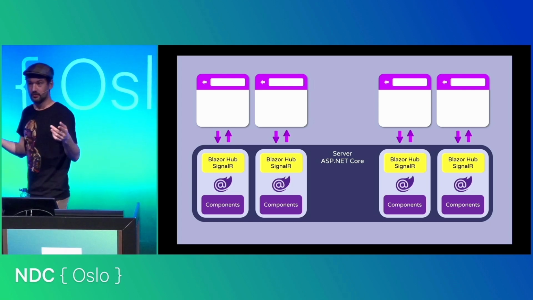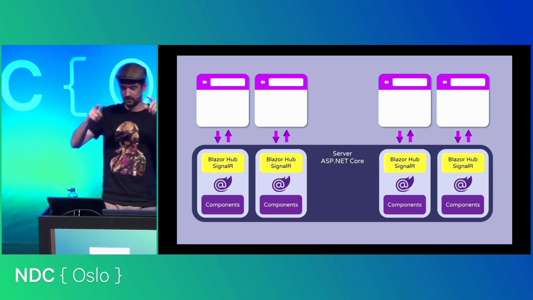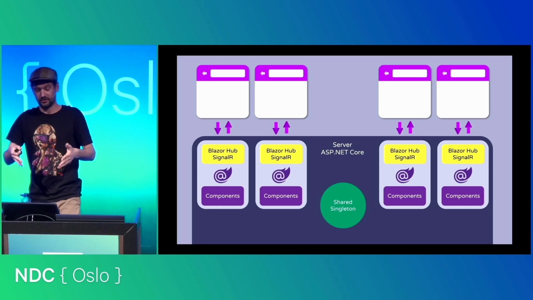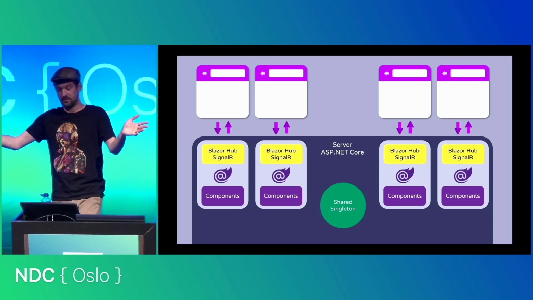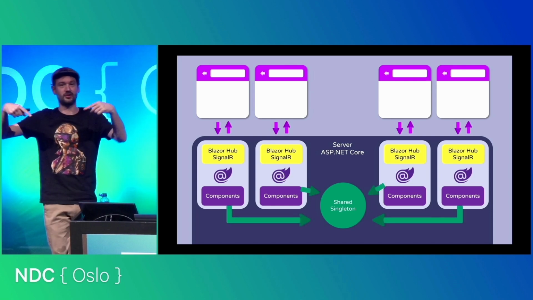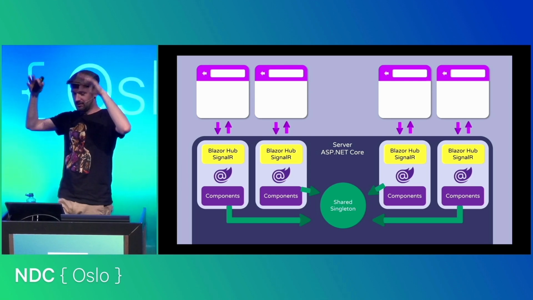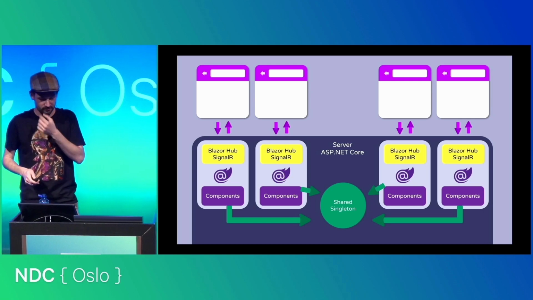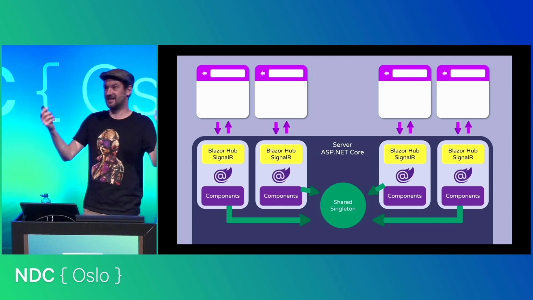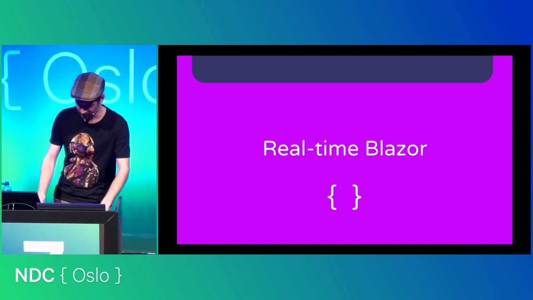So what if we want to make this real time? We want to sync all these browsers. Well, because everything runs on the server, we have shared memory. So we could create a shared singleton, and then all those components can subscribe to that singleton, and we can make all of that sync and happen. So I'm just going to dive into the code now, and let's make a real-time app in 5 minutes or so.